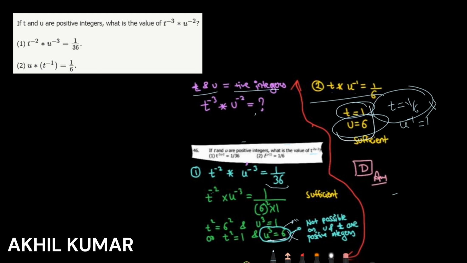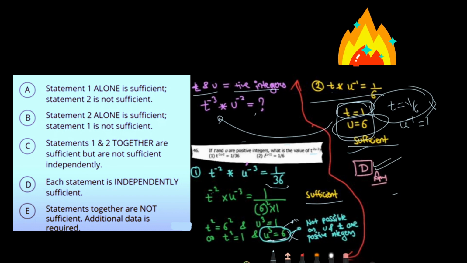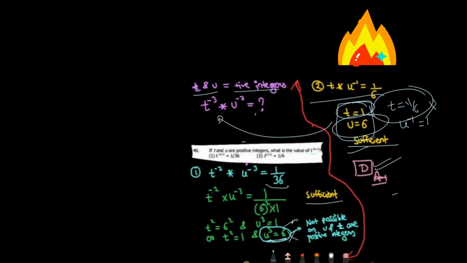So I have only a single value of u and a single value of t. For sure I will again get a unique answer for this particular expression. So that's why it is also sufficient. So we can say statement number 1 is sufficient, and statement number 2 is also sufficient alone. So option number D will be the correct answer. Cross check this, look over this, one of the interesting questions because of these conditions.